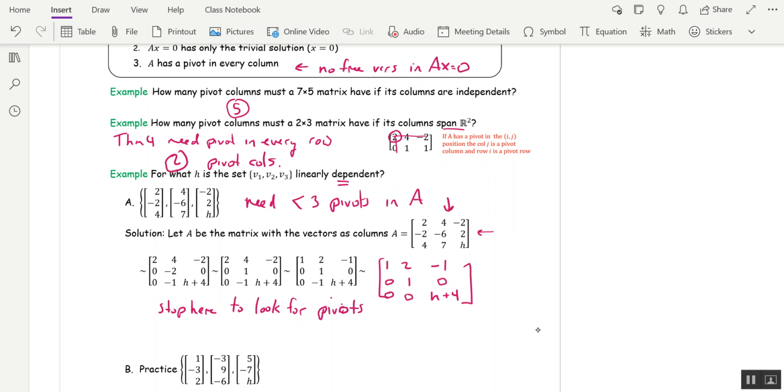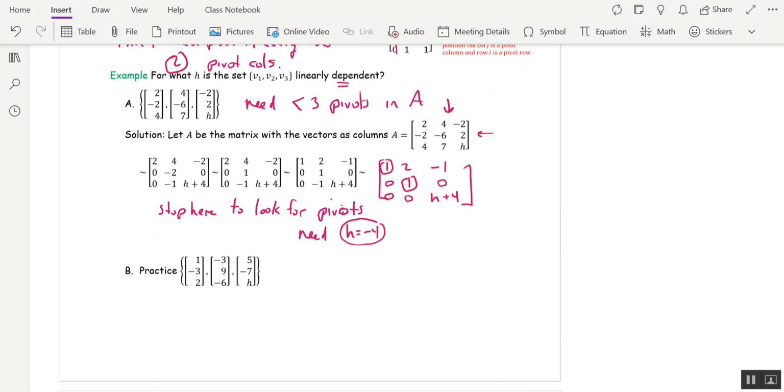So why go all the way when you can stop here and say, okay, I want less than 3 pivots. So I've got a pivot here, I've got a pivot here. If I want less than 3 pivots, I need H equal to negative 4 because I'm looking for dependence. Okay, so pause the video and do this one. Answer the same question except with these 3 vectors.